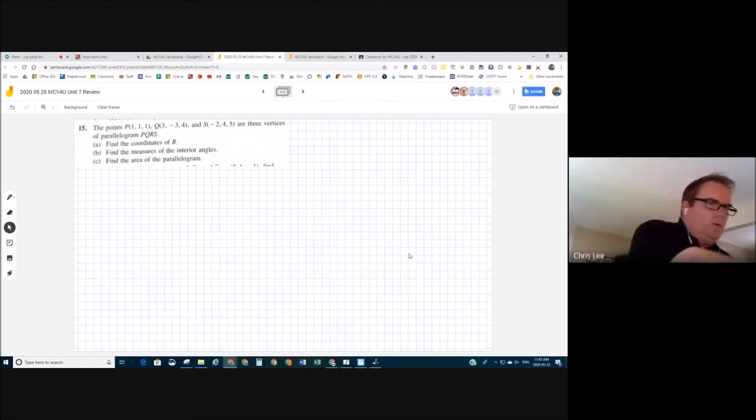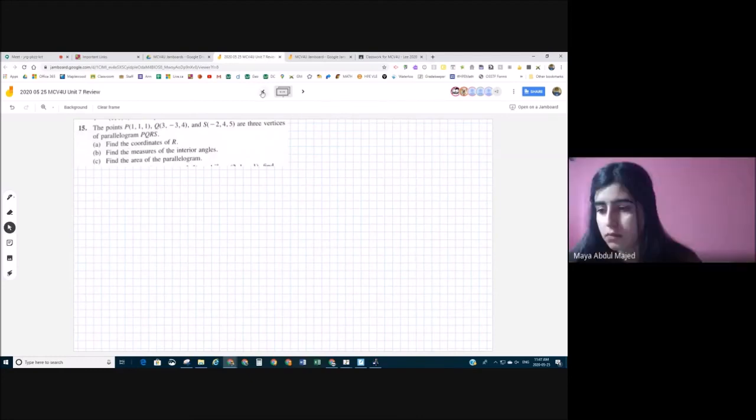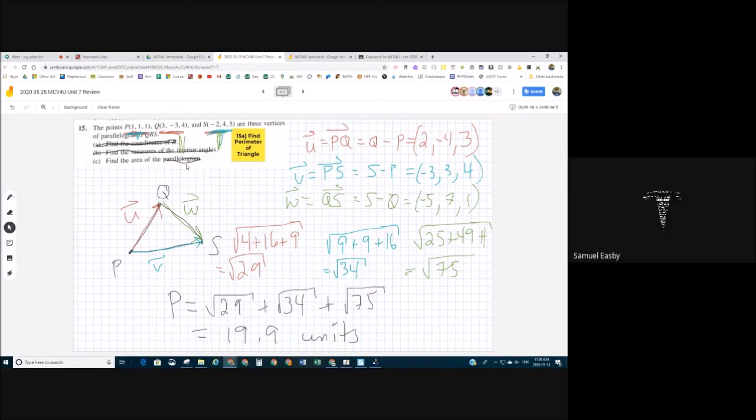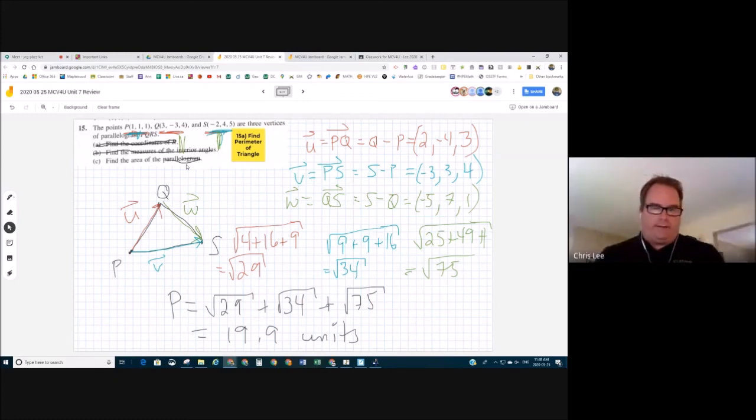So we're now going to find the area of this triangle. As I hinted at with Maya before, to find the area, we are actually going to pretend this is a parallelogram and find the area of a parallelogram, because the area of a parallelogram from last unit is the cross product of the two vectors that define it.